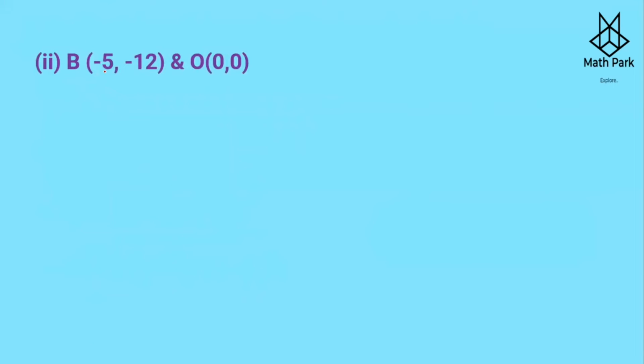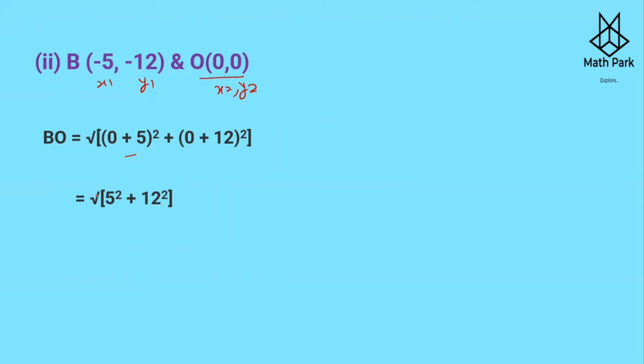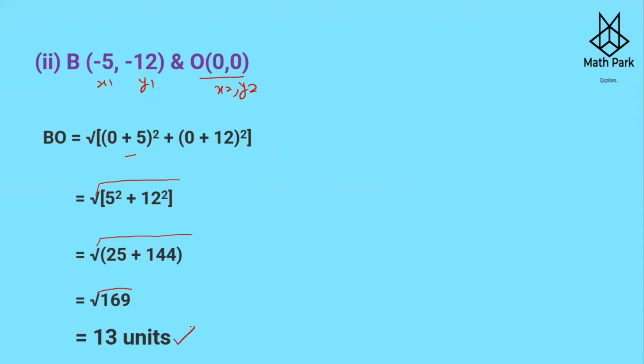Second, again, let us take B as minus 5, minus 12 and origin, the points are 0, 0. This is your x1, y1. This is your x2, y2. Let us put in the formula. So we get 0 minus of minus 5 becomes 0 plus 5. 0 minus of minus 12 becomes 0 plus 12. So root of 5 square plus 12 square, which is root of 25 plus 144. 25 plus 144 is root 169 and root 169 is again 13 units.